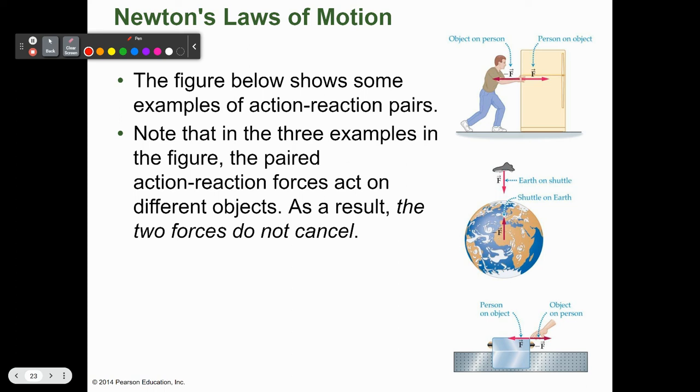Okay, so here's another one. We have the space shuttle and the Earth. There's the force of gravity downward from the Earth on the shuttle, pulling it down. That's gravity. And then the shuttle is also exerting a force on the Earth. So remember that in these examples, the action-reaction forces act on different objects. And so they do not cancel each other out, because they're not acting on the same object.